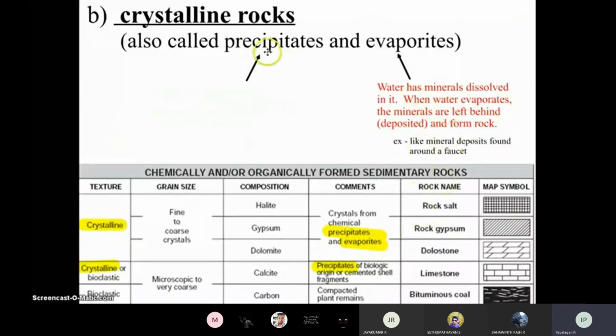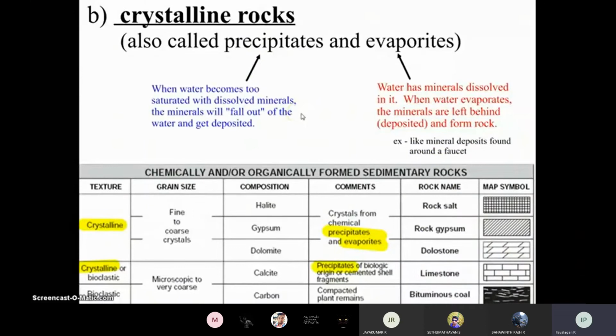Actually, let's talk about precipitates first. You know the word precipitation and you think of rain falling or snow falling. Precipitation, there's also another process. And what happens is that when there's water that is very saturated, very filled with minerals in it, the minerals can build up and they become too heavy to stay suspended in the water. So they basically fall out of the water and they end up on the bottom.